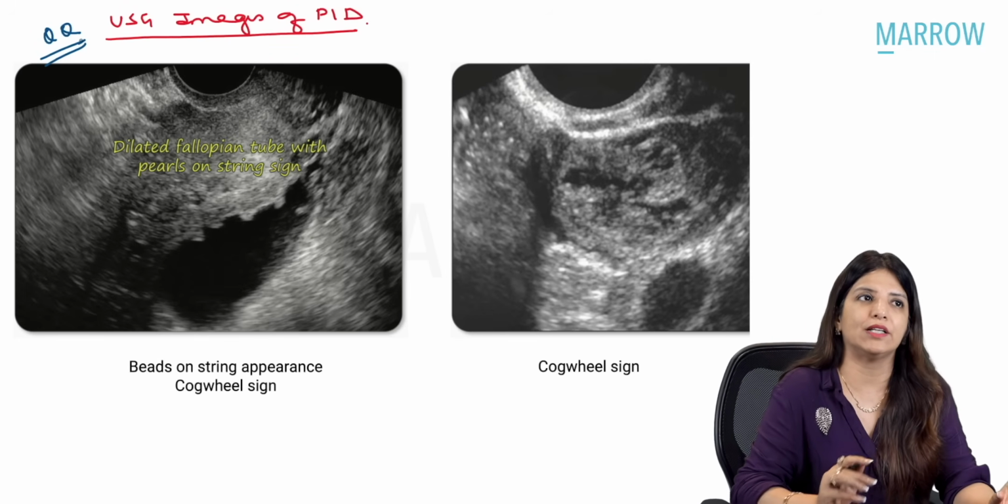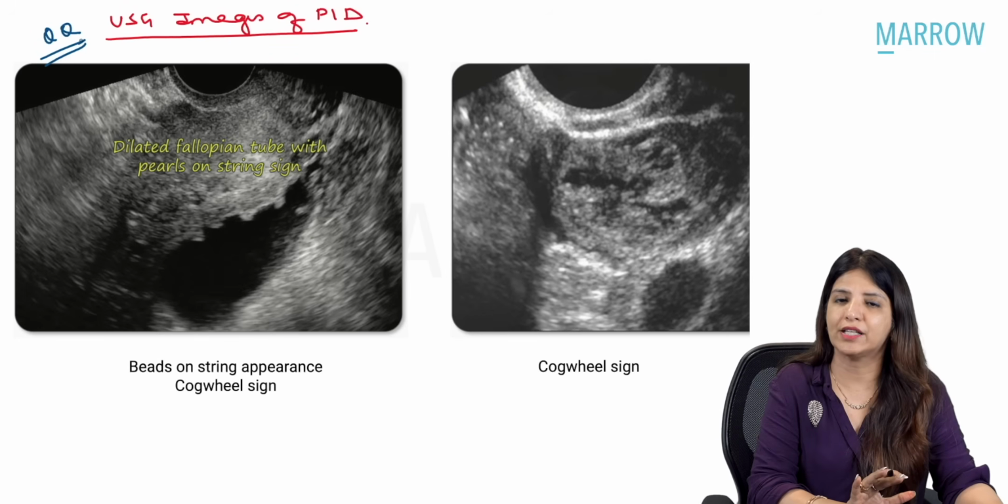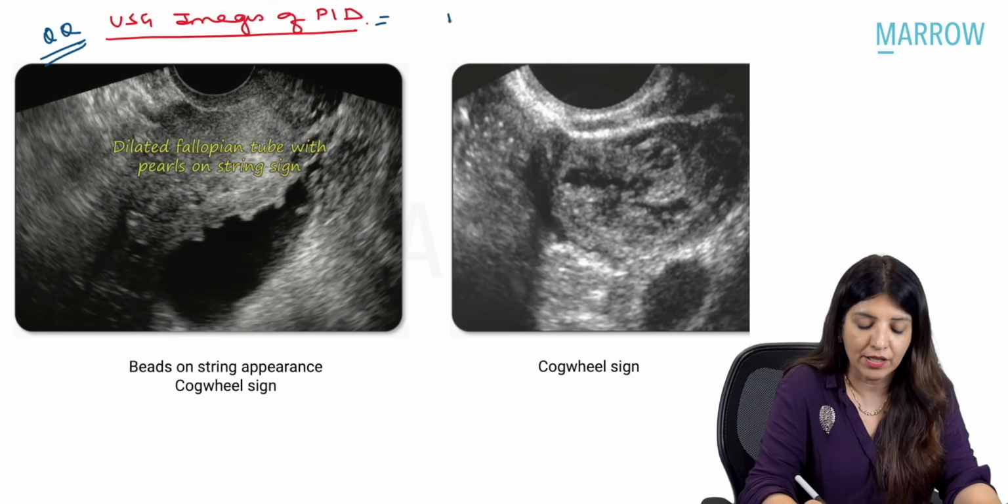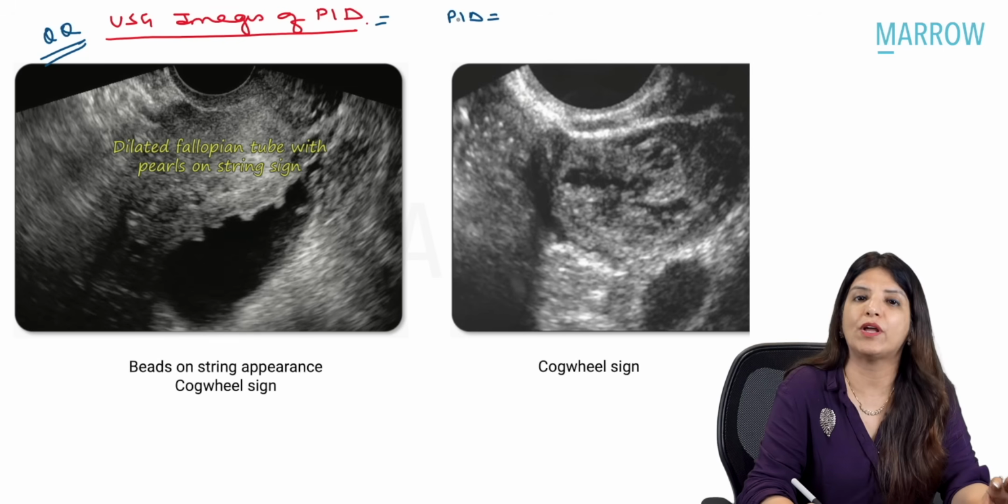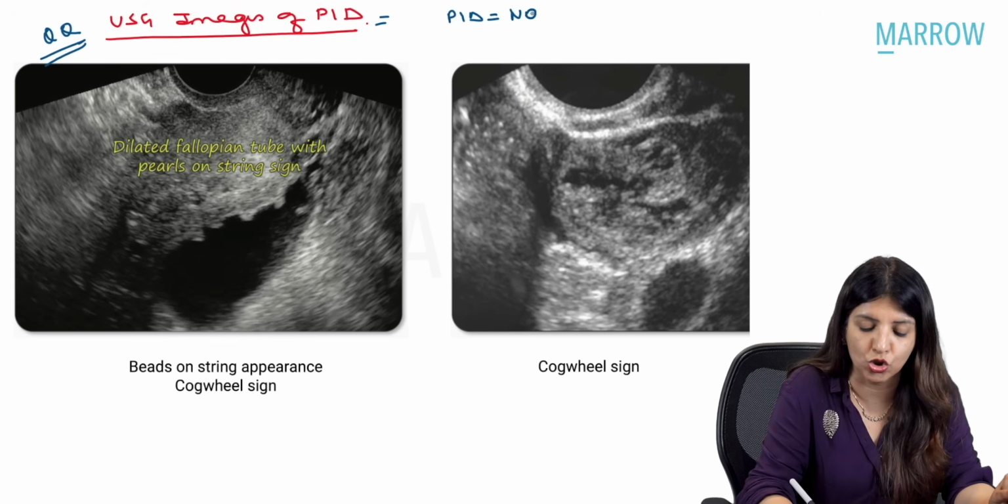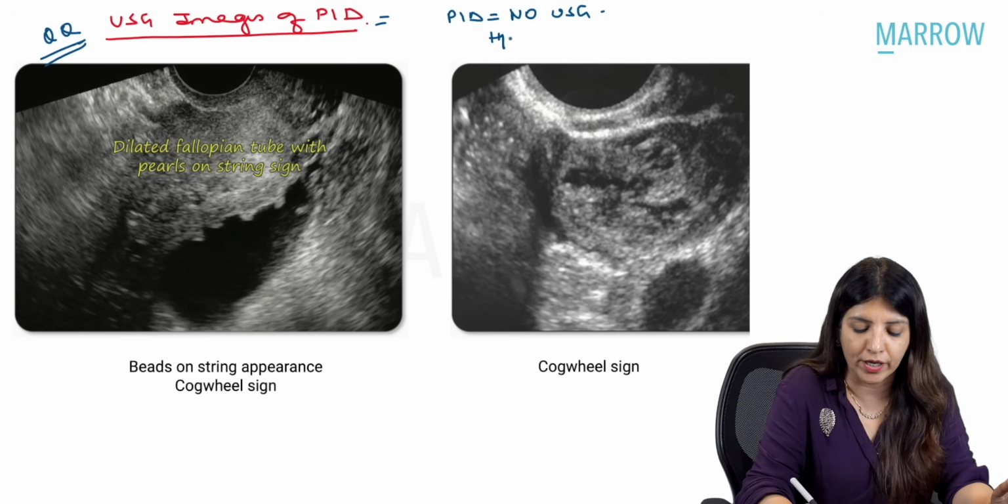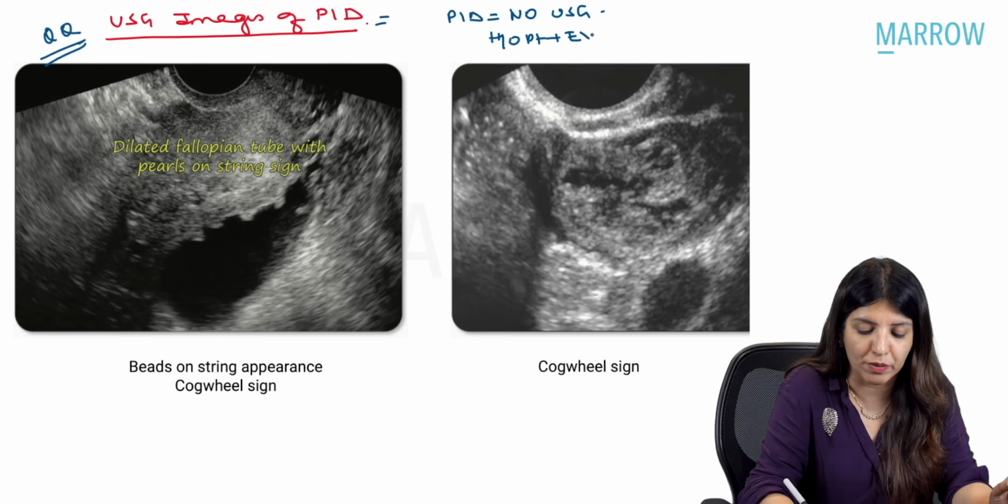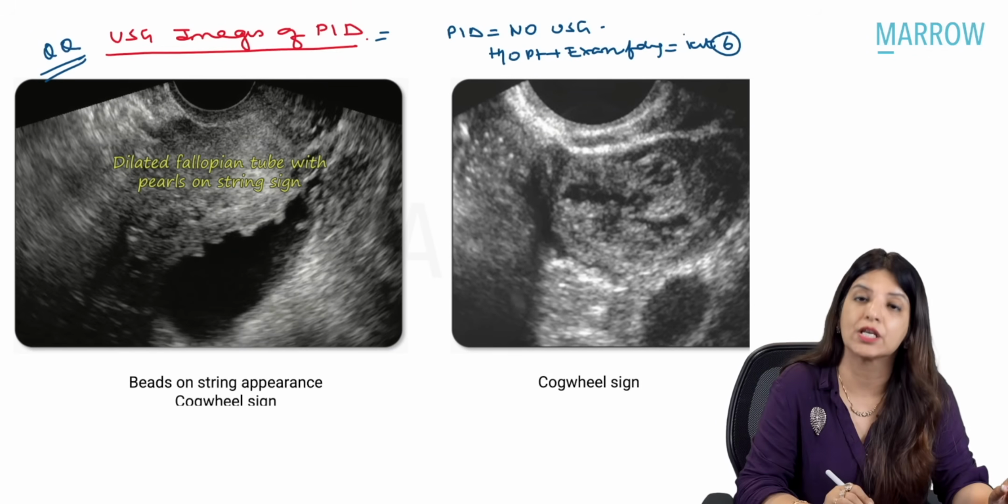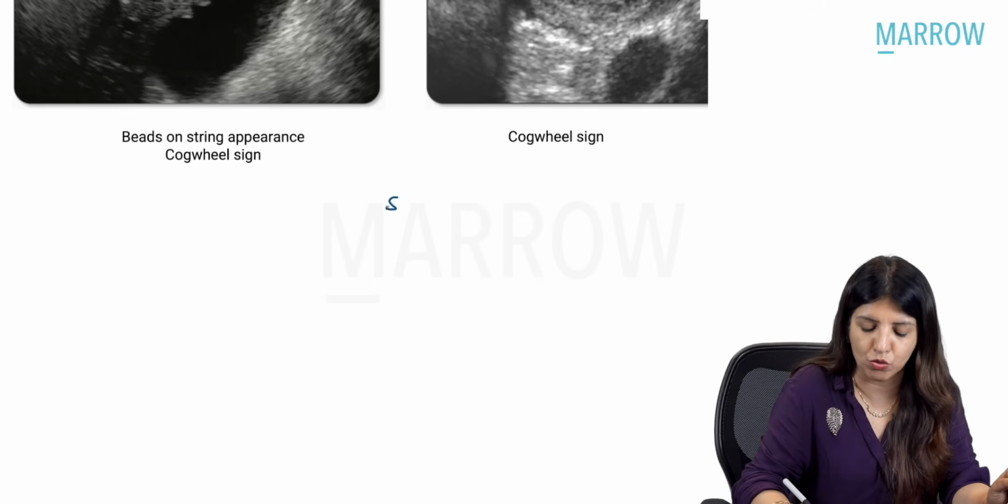Now, see, NACO, the National AIDS Control Organization, says that in case of PID, when you are doing syndromic management, no ultrasound is required. Simply based on history of the patient plus examination findings, you have to give kit number 6 to the patient. What are the symptoms with which the patient is going to come to you?